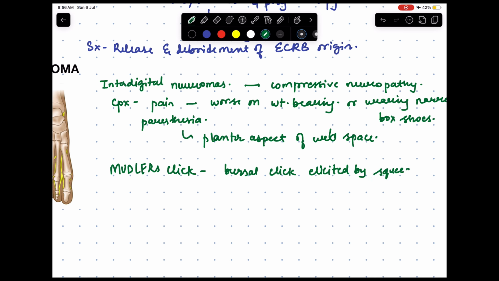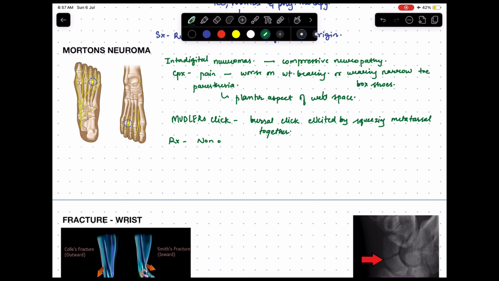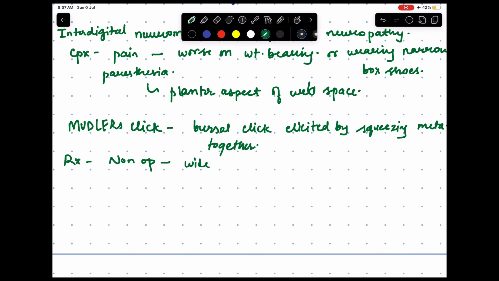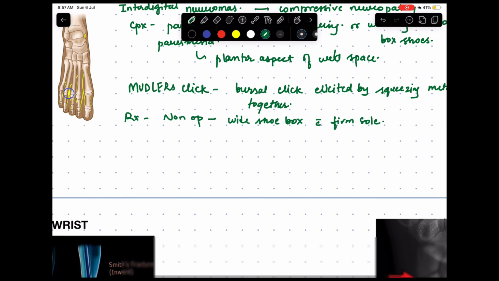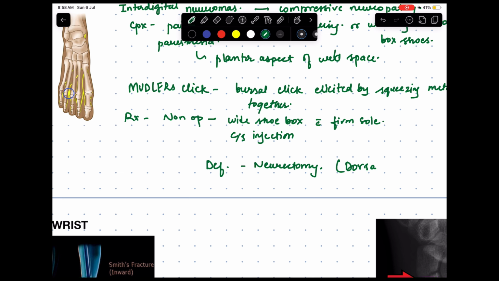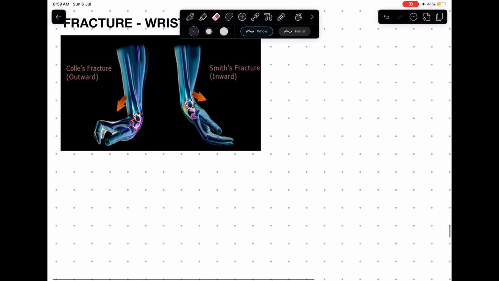It is similar: initially it would be conservative treatment, and if the patient is not able to feel relief after that, then we can opt for more invasive things, and then we can opt for surgery. So non-operative would be using a wide shoe box with a firm sole, or you can use steroid or local anesthetic injections into the neuroma. And the third line is surgical excision if the pain is persistent or the conservative treatment or injections have failed. That's it for the treatment.